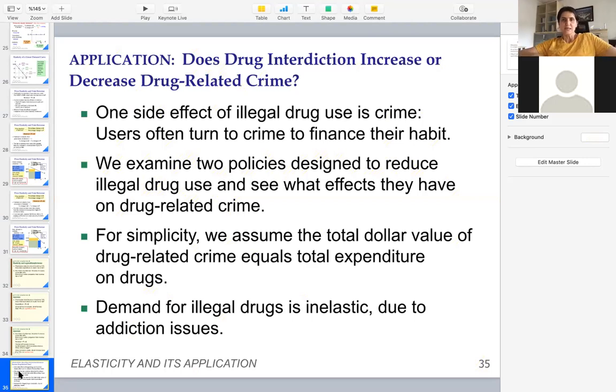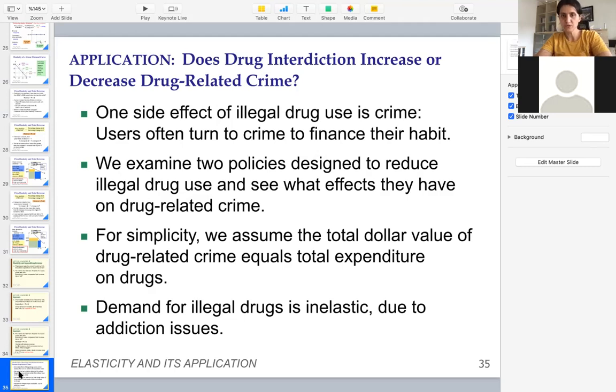Does drug interdiction increase or decrease drug-related crime? Drugs are what kind of goods? Any good that you have an addiction to is inelastic, right? Because whatever the price is, you are likely to consume it. One side effect of illegal drug use is crime. Users often turn to crime to finance their habit.